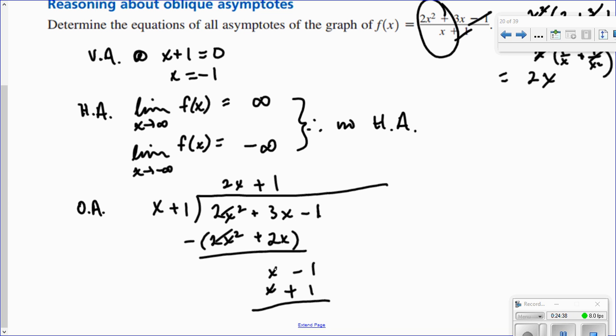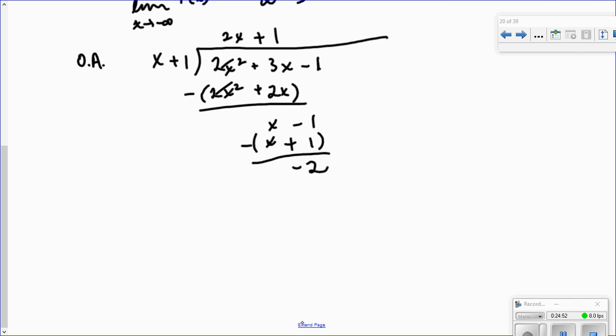Yeah, I guess I should have done this. I didn't have my remainder first. I should have just done this, extra multiplied by plus 1. So now I subtract, and my x's disappear, and I've got a negative 2 as my final answer here. So what I'm going to do next is try and show this here.